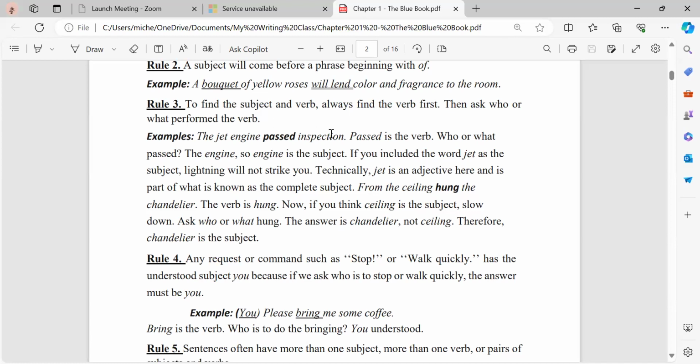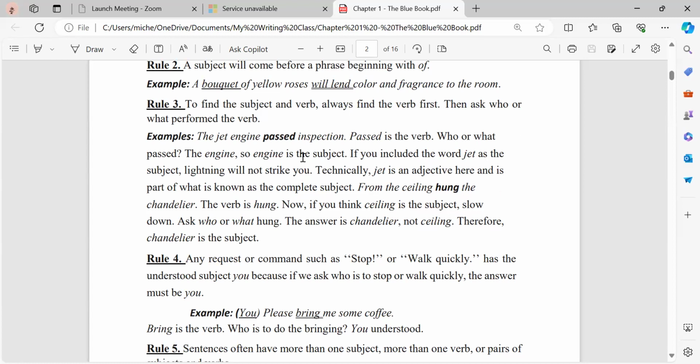Rule number 3 suggests that we should find the verb first because the verb is actually way easier to identify than the subject, because the subject can be mixed up with the verb. So we should identify the verb first. In this example, you can see that "passed" would be the verb, so the engine would be the subject. If you include the word "jet" as the subject, it will not strike you as wrong.